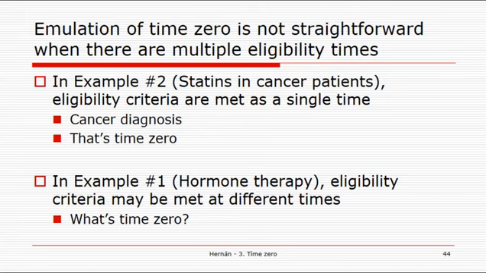Which of those times do we choose as time 0? When we are doing a true trial, we only encounter people at a single time. Either they meet the criteria or they do not. But when we have observational data over time, we observe those people at multiple times and they can meet the criteria at multiple times. So how can we handle that?